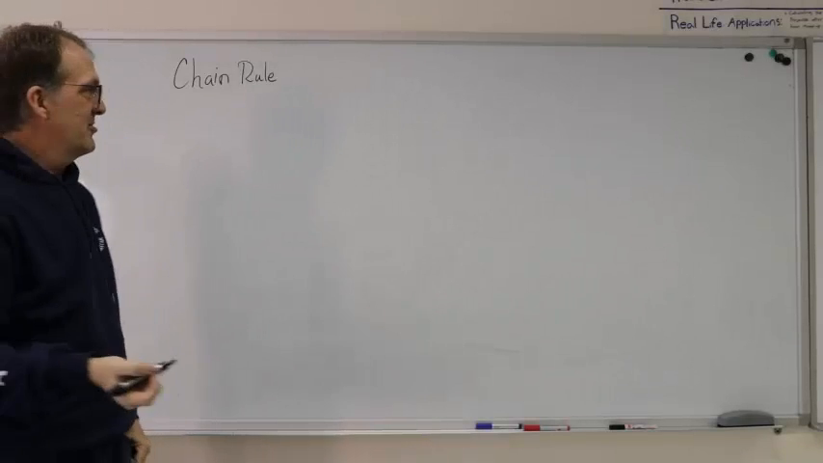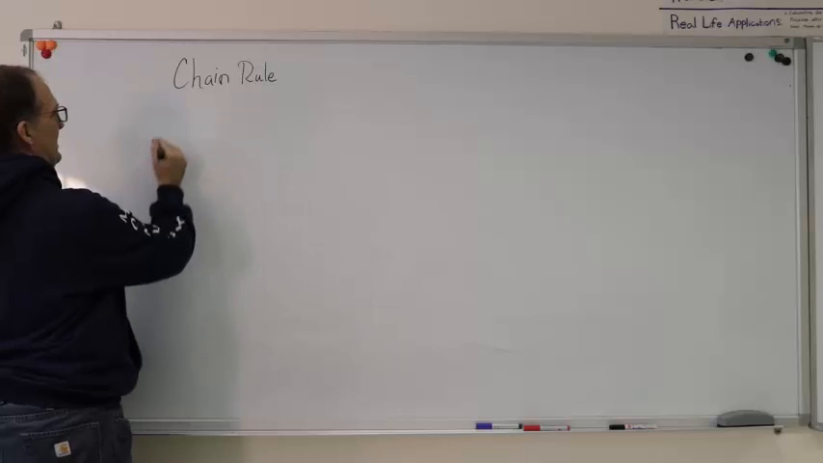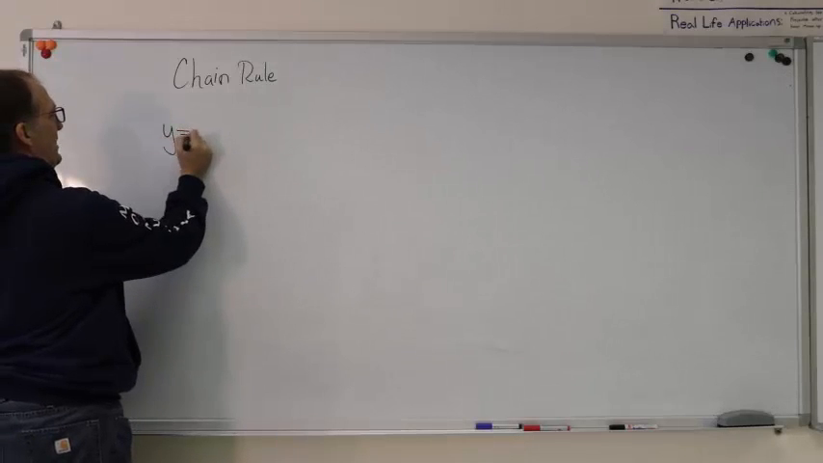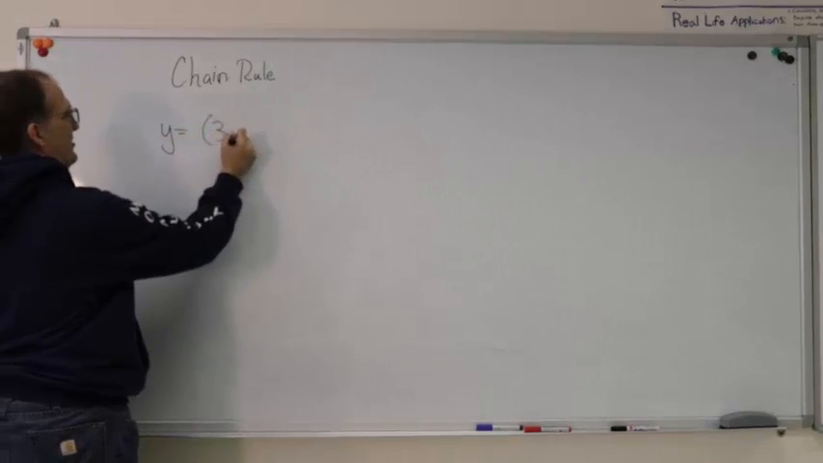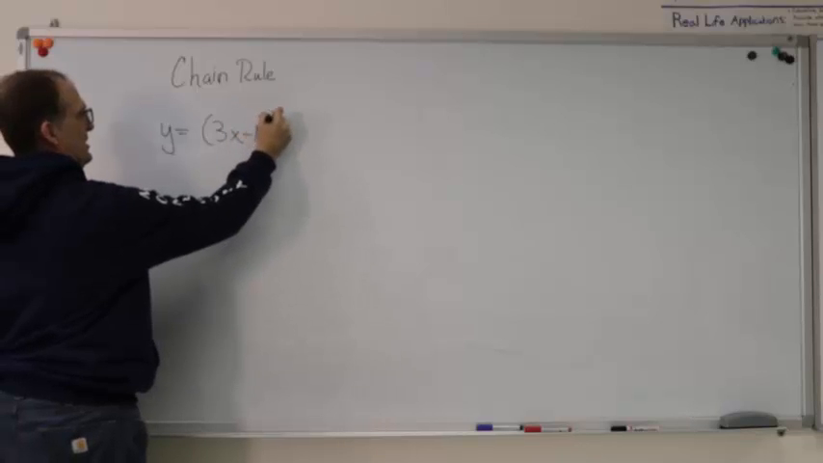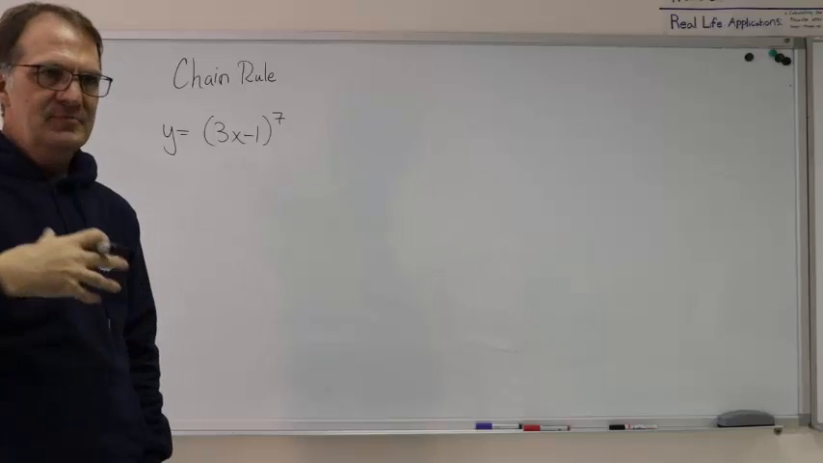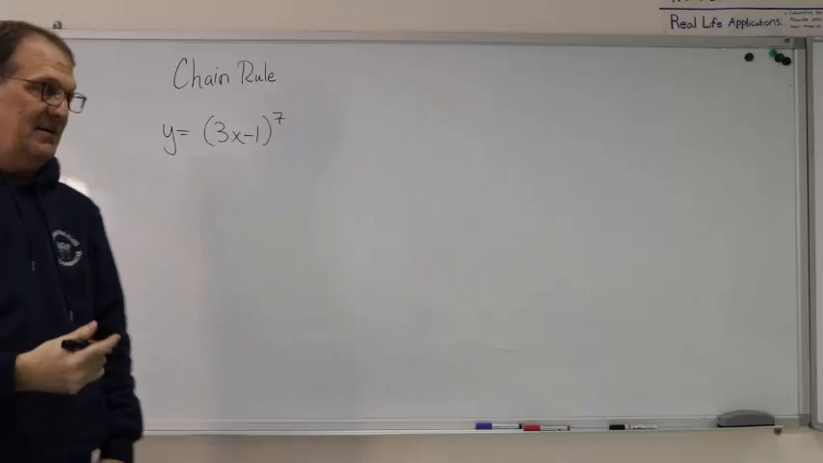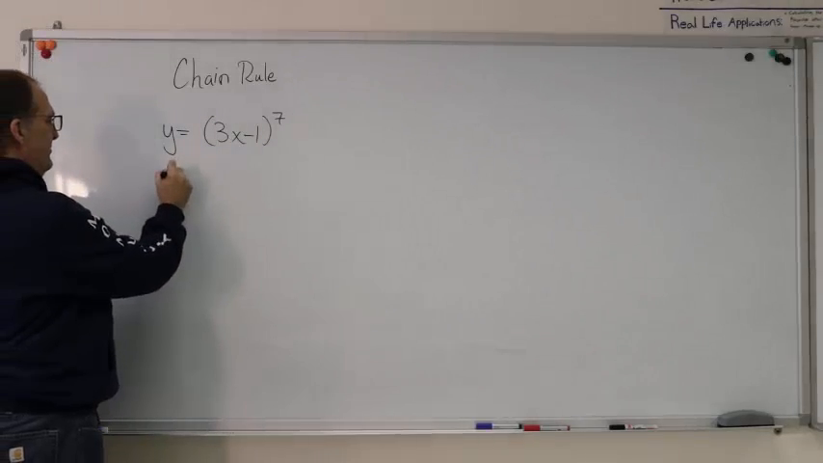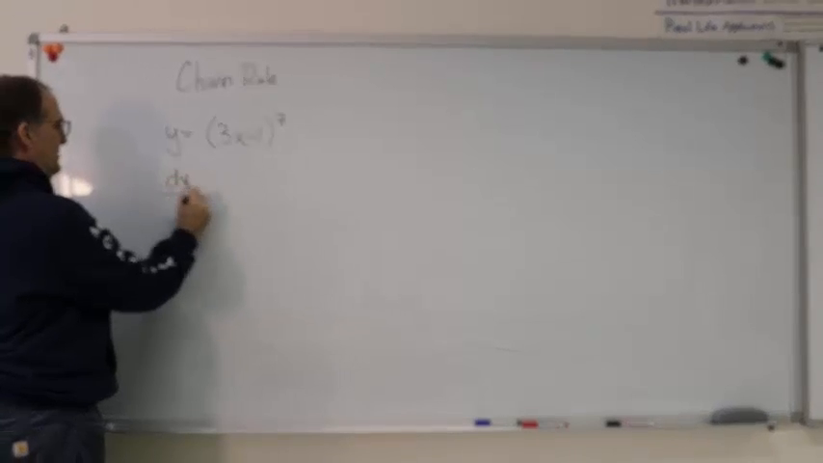Okay. So here's what the chain rule is about. If I gave you y equals (3x minus 1) to the power of 7, and I asked you to find the derivative of that, so what is dy/dx, the derivative?